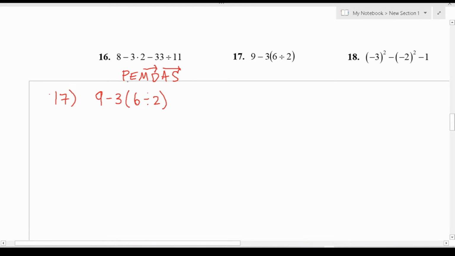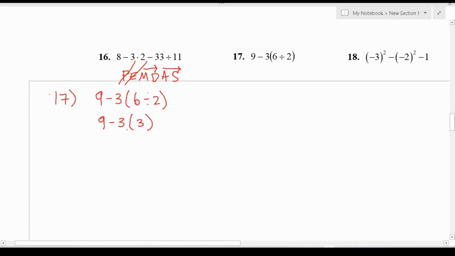All right, so let's look for parentheses first. We have 6 divided by 2, which we can work out. So this is 9 minus 3. 6 divided by 2 is going to be 3. So we did our parentheses first. We're scanning the problem for exponents. We don't see any. Now we're doing multiplication and division from left to right as they appear.